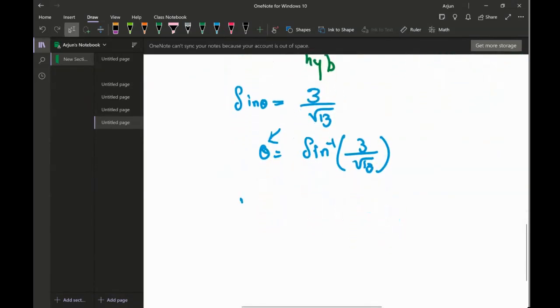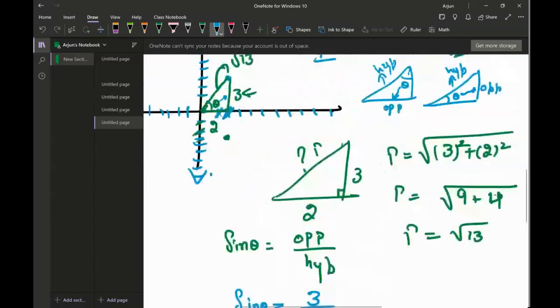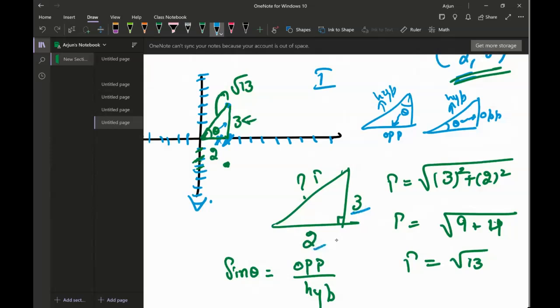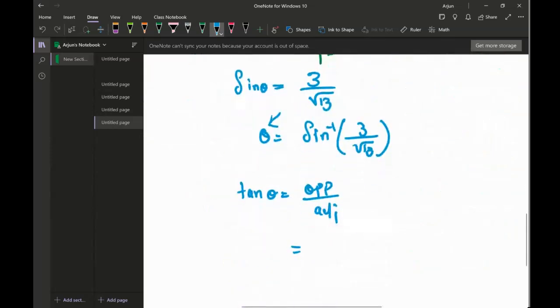Same way I can find out the tangent theta also. Tangent theta value will be again opposite upon adjacent, and if I go back and look into this one, the opposite is 3 and adjacent is 2. So the value will come out to be 3 over 2. That is tangent theta.